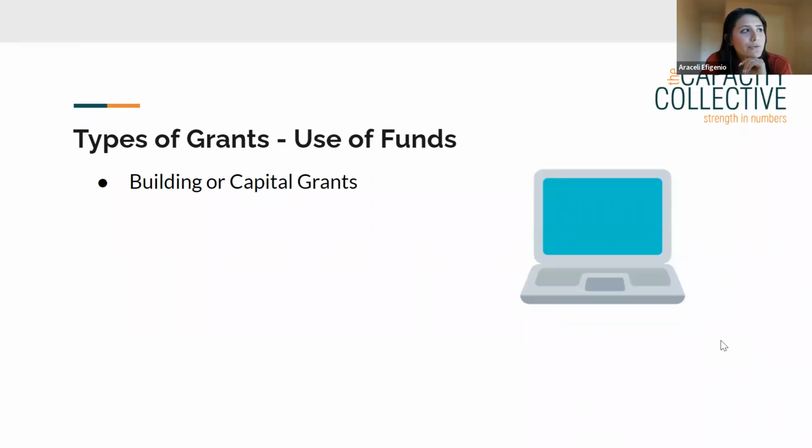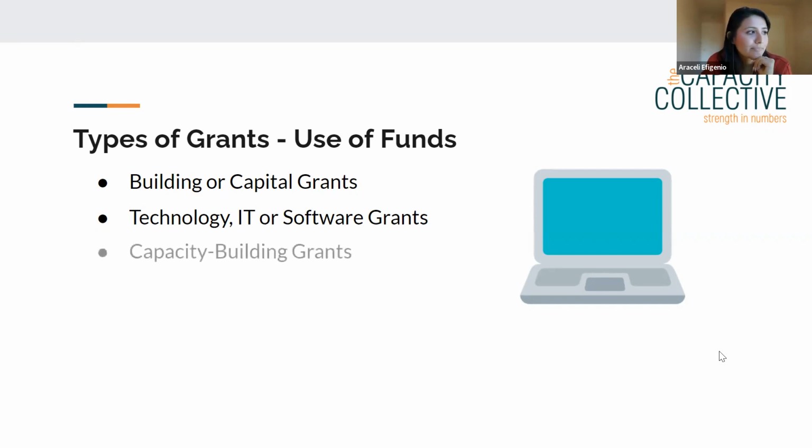Types of grants could also be grouped by the use of funds. So there's building or capital grants. Those are grants that are particularly focused on helping with a single initiative, helping fund the groundwork, building repairs, improvements, or just a one-time expense for a nonprofit. There's technology, IT, or software grants. Those are typically tech grants that are offered by companies or corporate giants to help nonprofits develop their IT skills with different software and different technology.